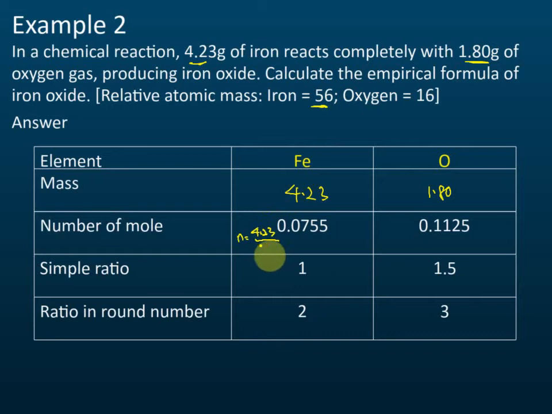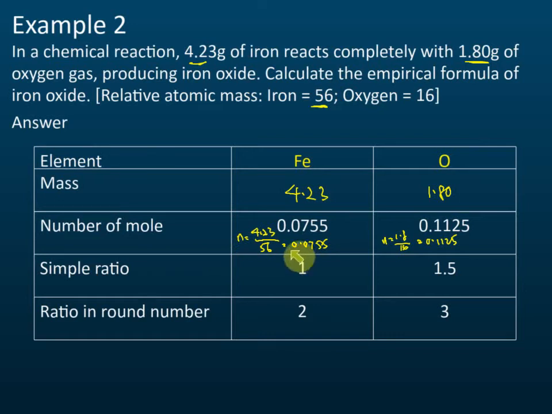So divided by 56, we get 0.0755. So this is the number of mole of iron. For oxygen also the same. We take 1.8 and divide by 16. Then we get 0.1125. After we get the number of mole, then we need to find the simplest ratio.